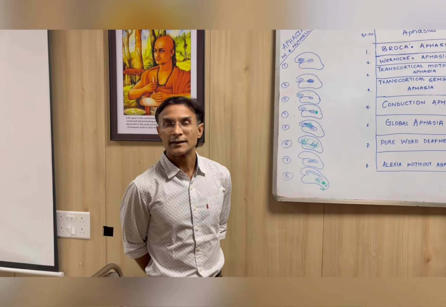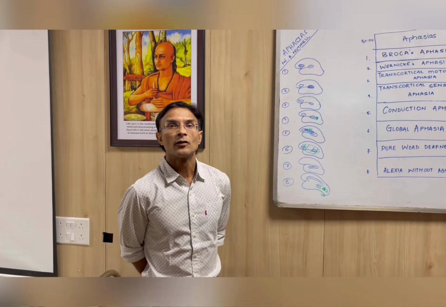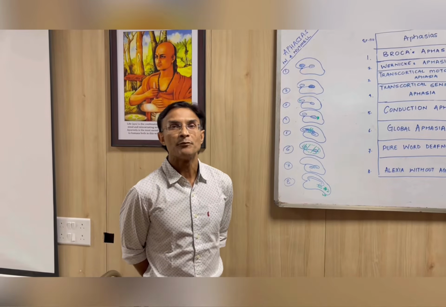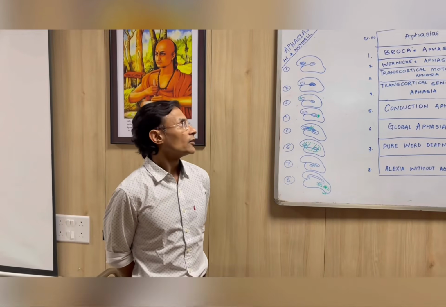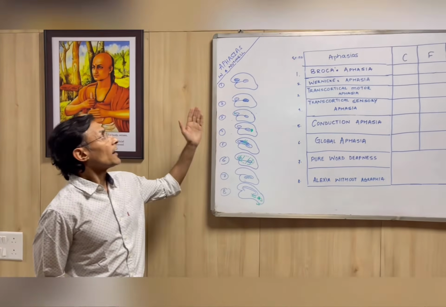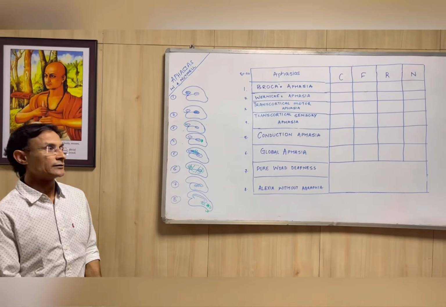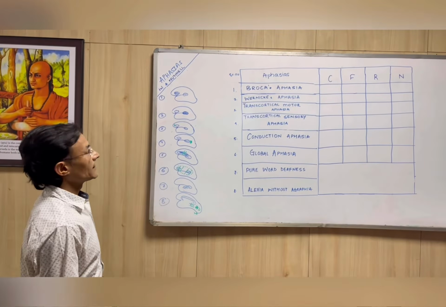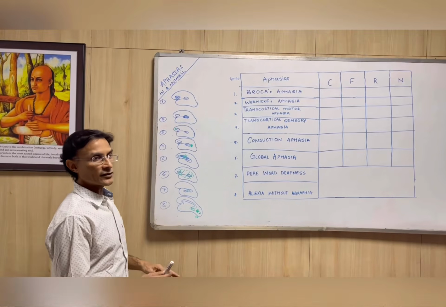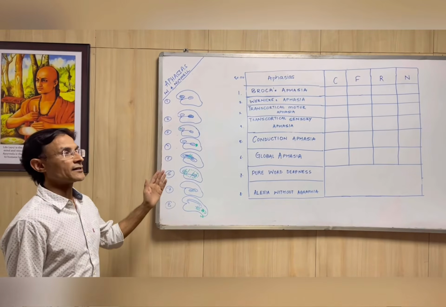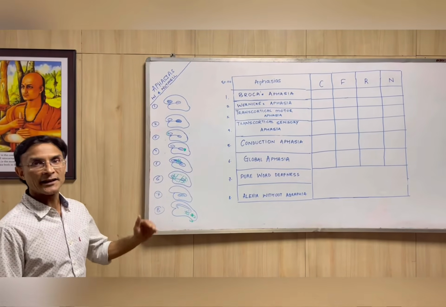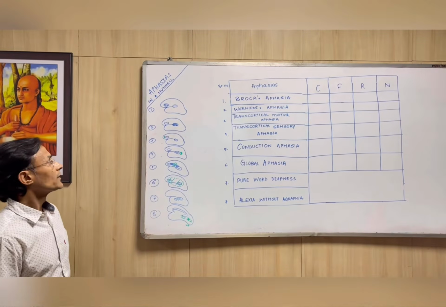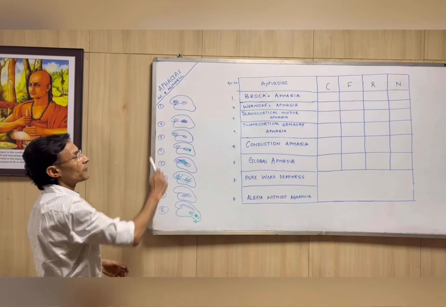Dear students, in this video we will be discussing some basic nuances of various types of aphasias. So this will be a video on aphasias in a nutshell. We will start with the various lesions causing various aphasias and the basic characteristics of each aphasia. So we start with diagram number 1.